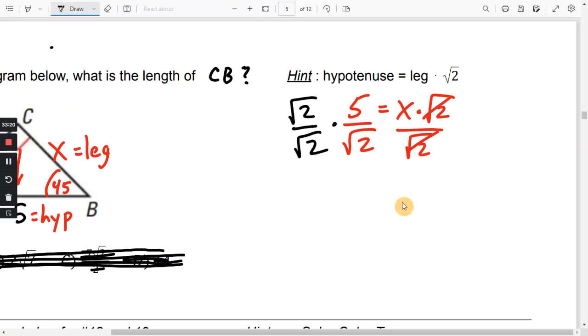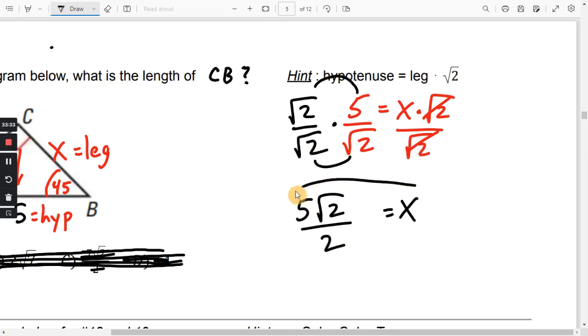So we have x, and that equals, in the numerator, 5 times radical 2. And on the bottom, radical 2 times radical 2 is just 2. So that's it right there. If you have a square root in the denominator, you multiply by that number over itself.